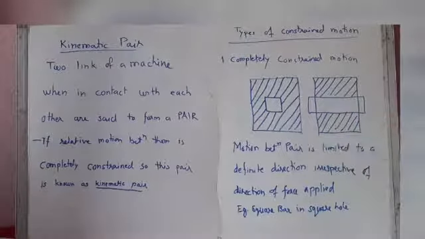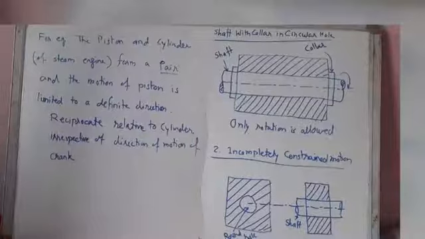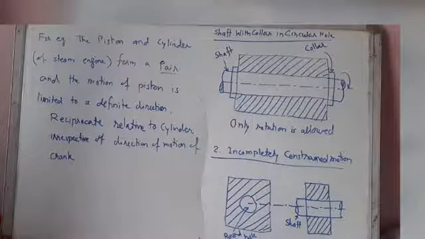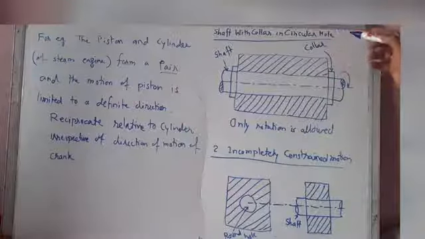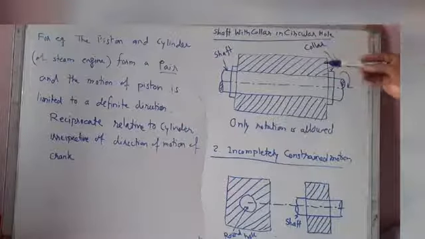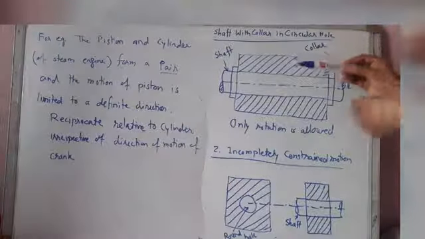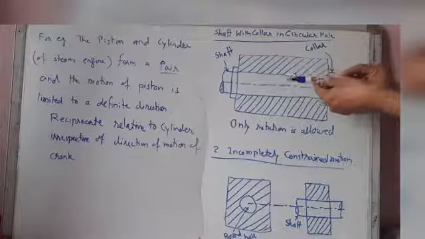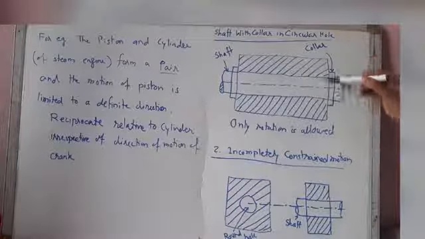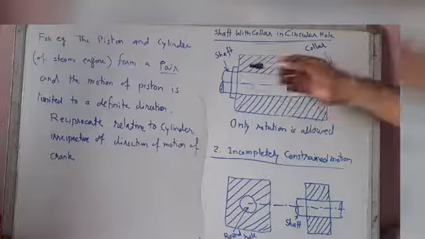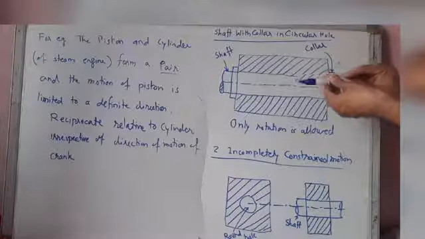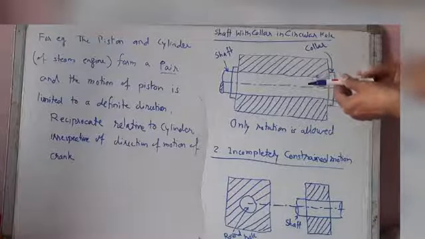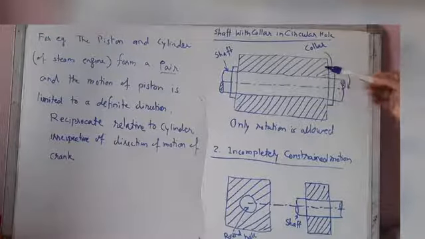Now next, a shaft with collar in a circular hole. This is also a constrained motion. Here the shaft can only rotate because collars are provided, so insertion of the shaft is not possible. Only rotation, a single motion, is provided here.